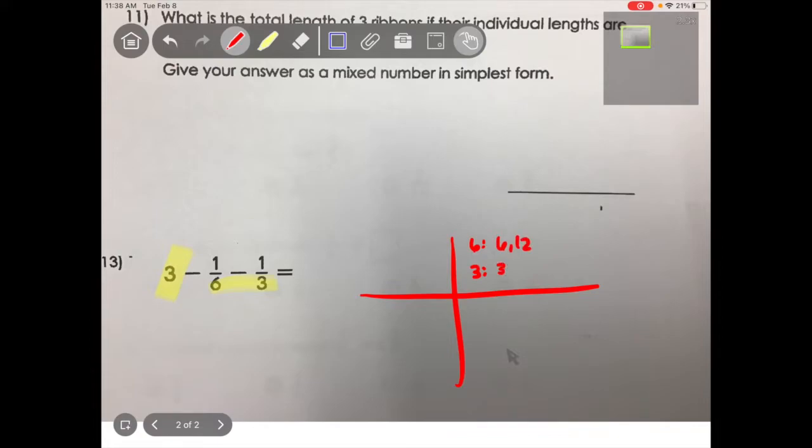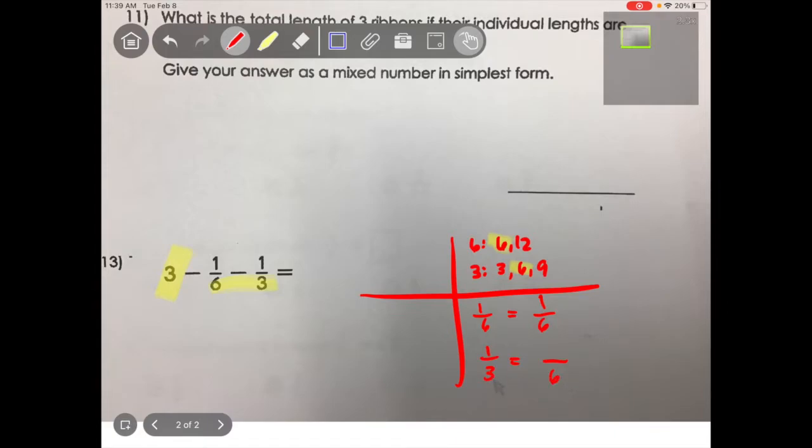I'm going to list the multiples of 6, I'm going to list the multiples of 3 until I find the lowest multiple they have in common, and that's going to be the denominator that we use to subtract these fractions. So I have 1/6 that needs to have a denominator of 6, and 1/3 that needs to have a denominator of 6. Not much I need to do with 1/6 because it's already built in 6, but 1/3 I need to make the equivalent fraction for.